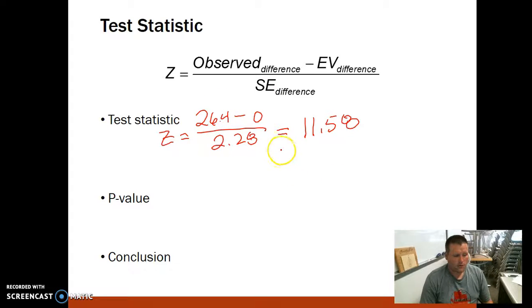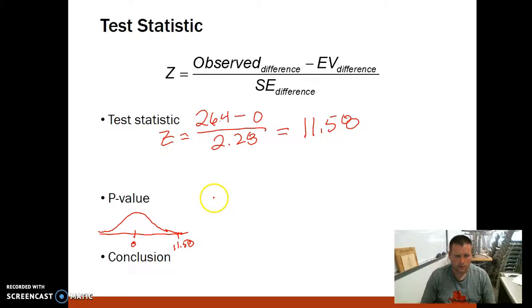So hopefully you would notice our p-value is going to look funny, because remember we standardize over 0. 11 is way out here. And so we're trying to find everything to the right of that. And so we're going to get a very, very small one. But you can do it in your calculator if you want. Again, we'll use normal CDF for this. Don't use the TCDF. We only use that for small samples.